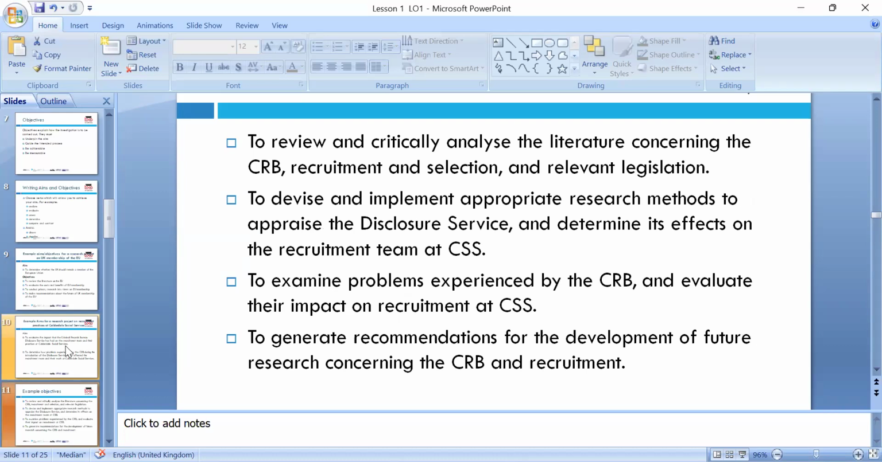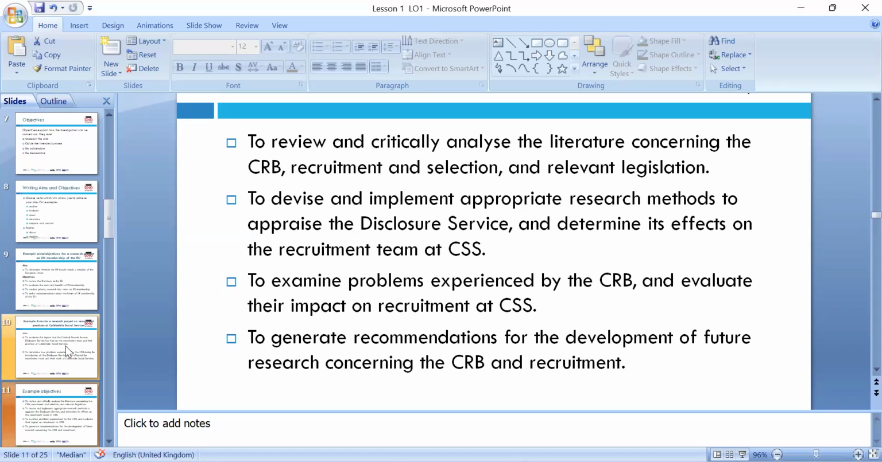Devise the implementation and appropriate research method. We use primary and secondary research to examine the problems experienced by CRB and its impact on recruitment, and generate the recommendations we want. That's the objective of the research really. These are the objectives we want to achieve in this research.